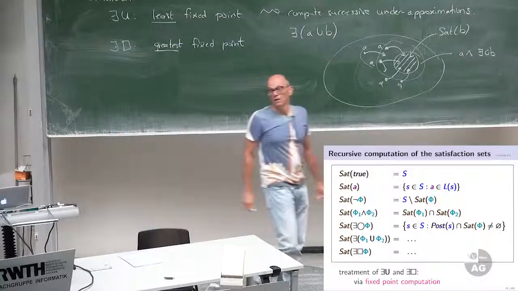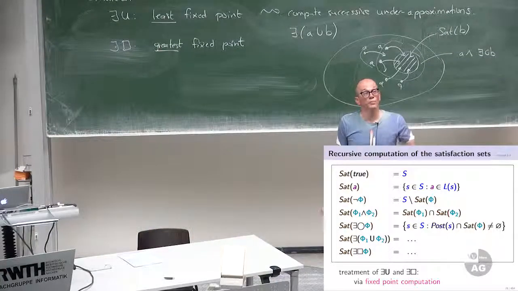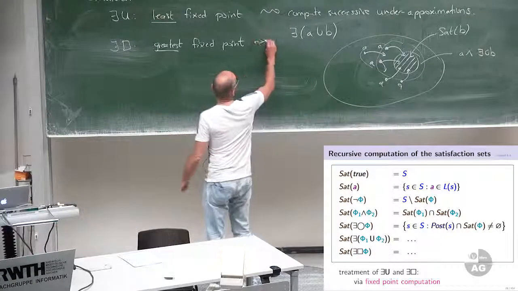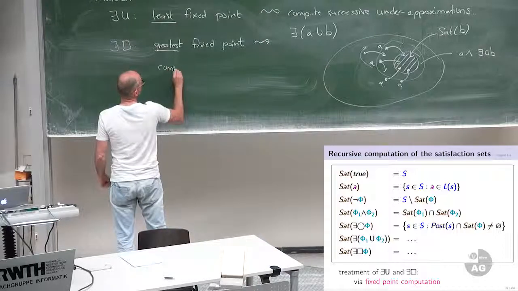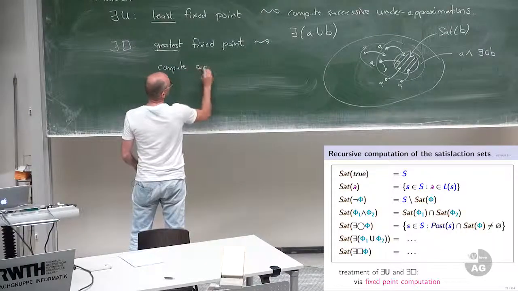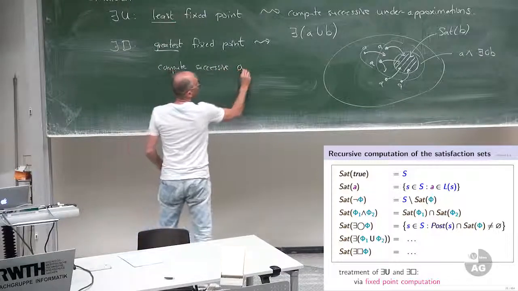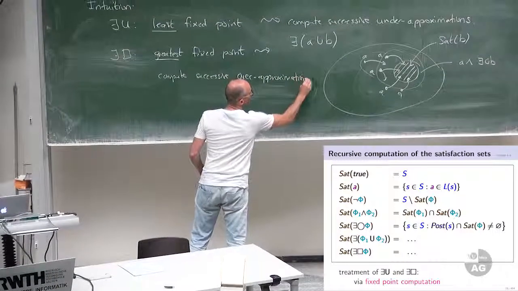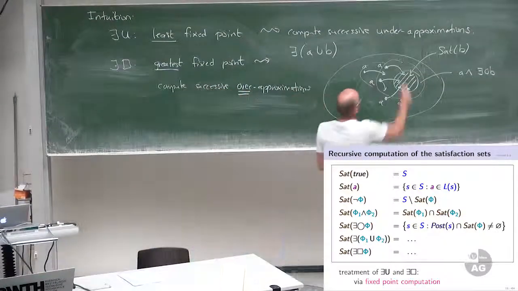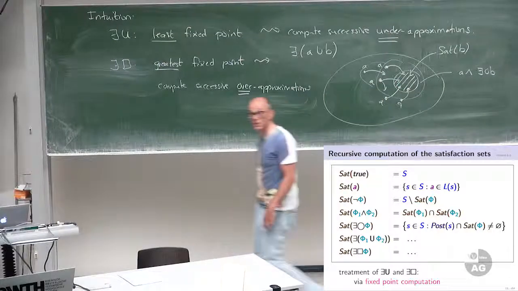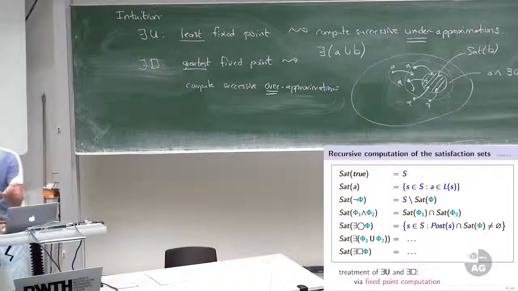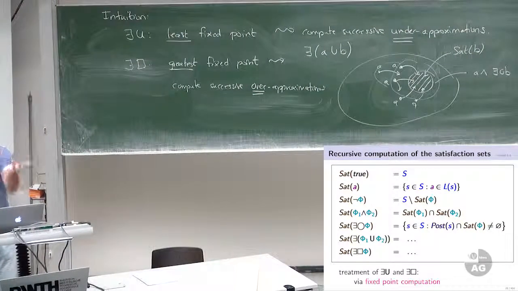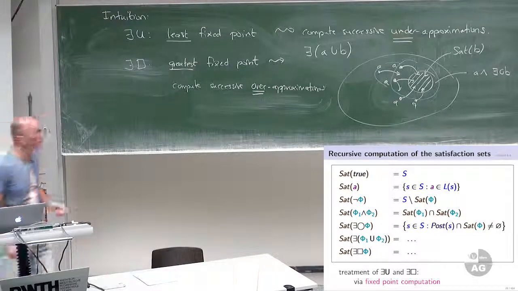So what are we going to do with greatest fixed points? You're going to approximate them, not from below, but from above. So we are going to compute successive over-approximations. Here is over and here is under. What does that mean in terms of a computation? You start with a set and you try to make it smaller and smaller until you end up with the set of states that you are interested in, the set of states satisfying this formula.